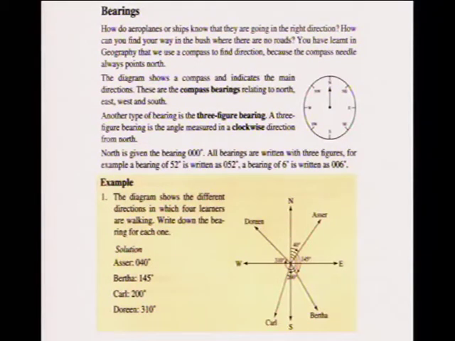The example: the diagram shows the different directions in which 4 learners are walking. Write down the bearing for each one. Asser, there you see where Asser is walking. 40 degrees. So we write it 040 degrees. And Bertha, 145 degrees. Carl is walking 200 degrees. And Doreen, 310 degrees.